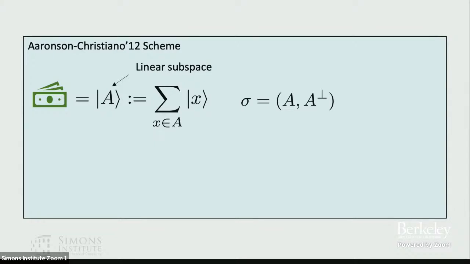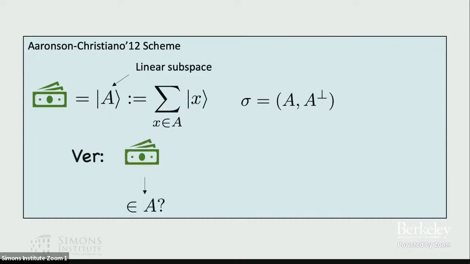A is some linear subspace of, let's say, half the dimension of the ambient space. And the banknote is going to be the superposition over all vectors in that subspace. The serial number, I'm going to change this in a moment, but for now think of it as just the description of the subspace and also the dual subspace. Certainly you can go from A to A perp and back, but we'll see why I wrote these down separately in a moment.